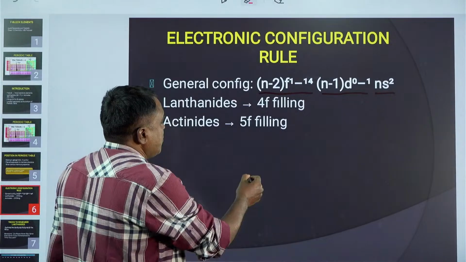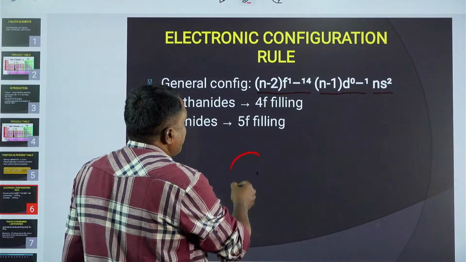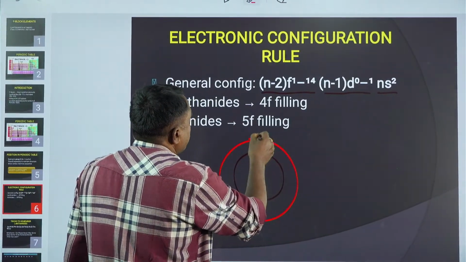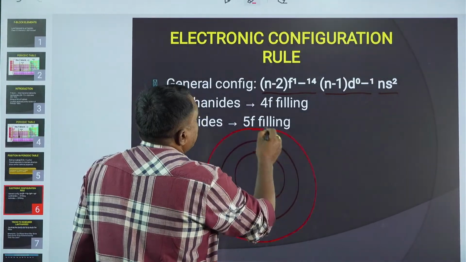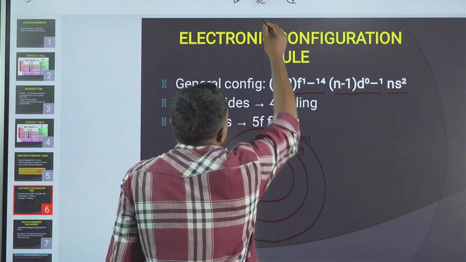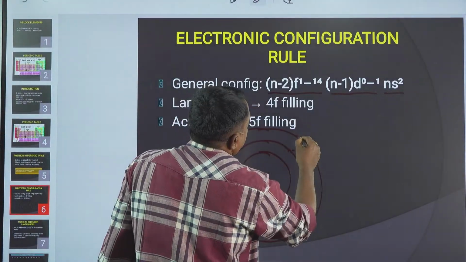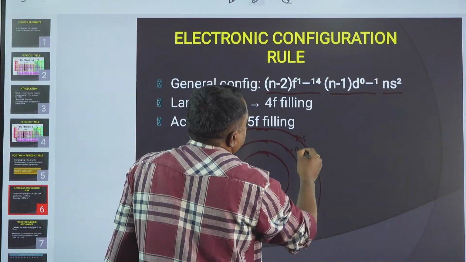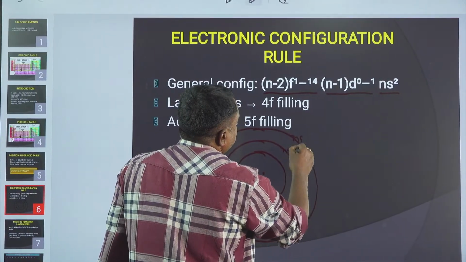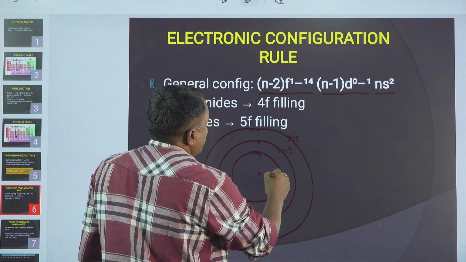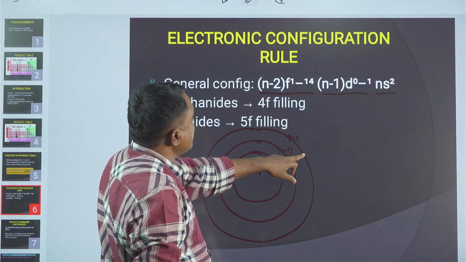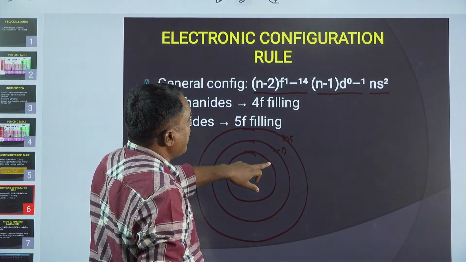Suppose you take this as the nucleus, and this is the first shell, this is the (n-2) shell. If you assume this as (n-1), this is ns, this is (n-1)d, and this is (n-2)f. So what is this called? This is the ultimate shell, this is the penultimate shell, this is the anti-penultimate shell.